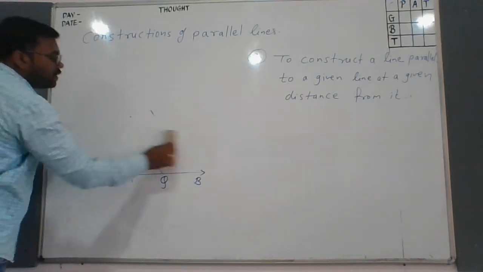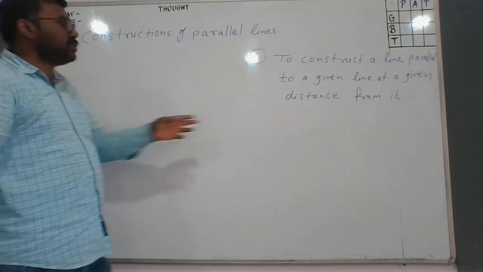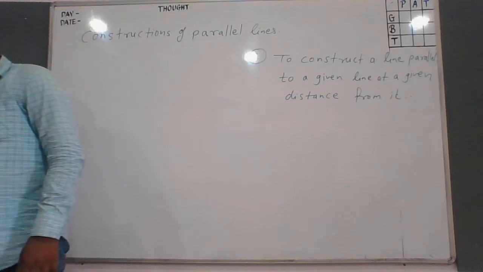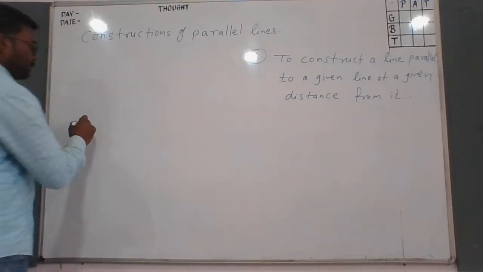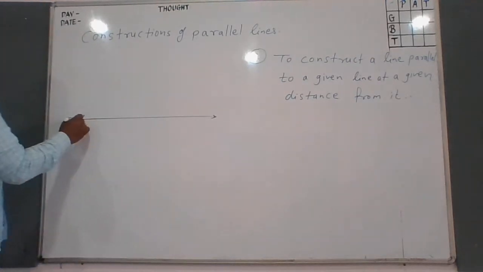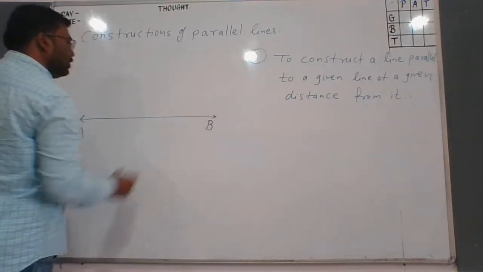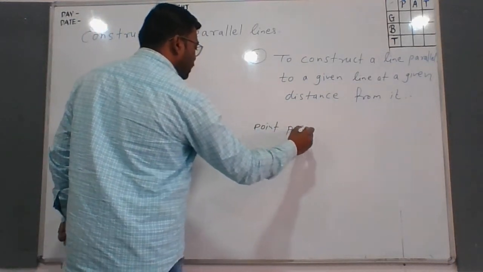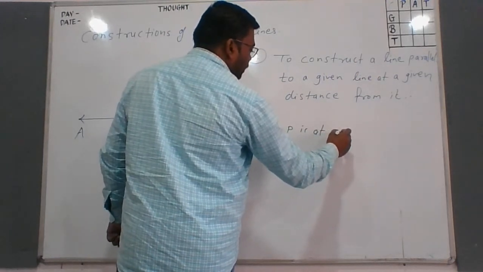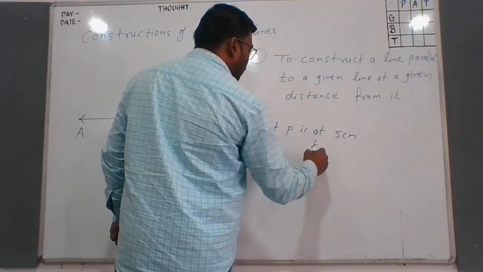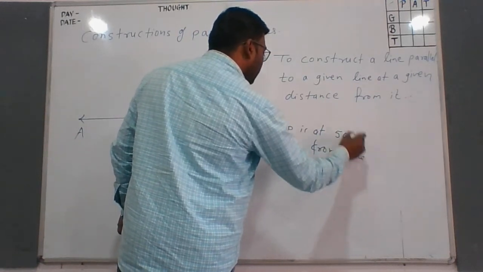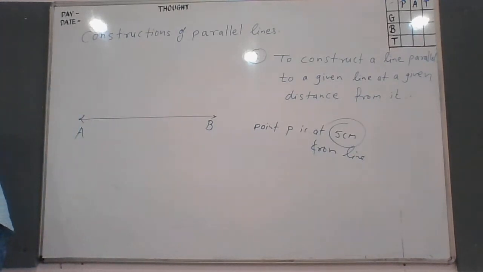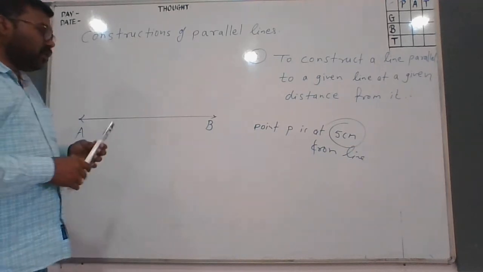Next, the second construction, to construct a line parallel to the given line at a given distance from it. Means, suppose the line AB is given to us here and it is given that point P is at 5 centimeter from the line. Means distance is given to us. Now to find out this distance, what are we supposed to do? Draw the 90-degree angle.